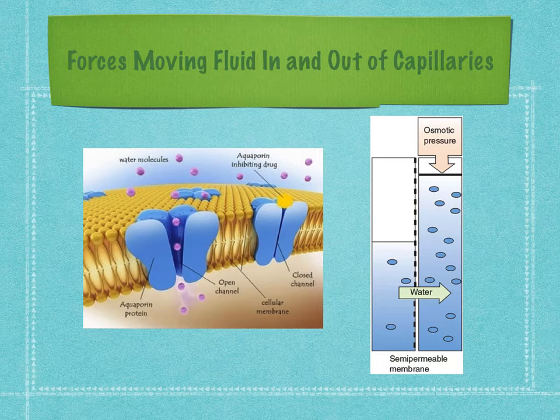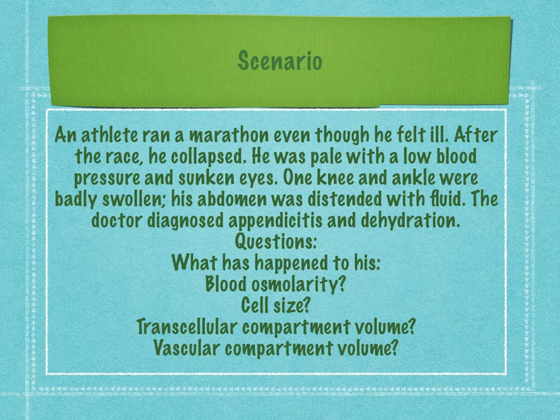So let's talk about a few more questions. An athlete ran a marathon, even though he felt ill. After the race, he collapsed. He was pale, with low blood pressure and sunken eyes. One knee and ankle were badly swollen. His abdomen was distended with fluid. The doctor diagnosed an appendicitis and dehydration.